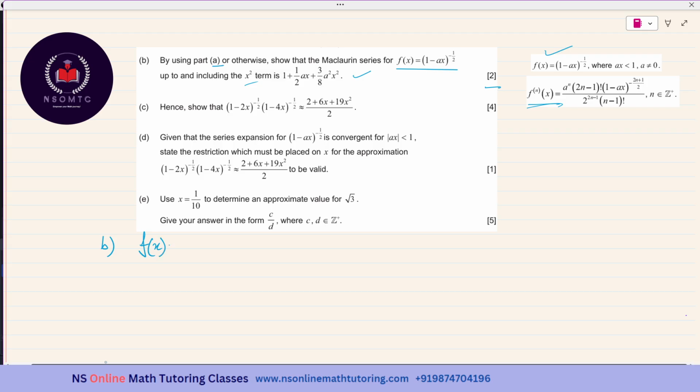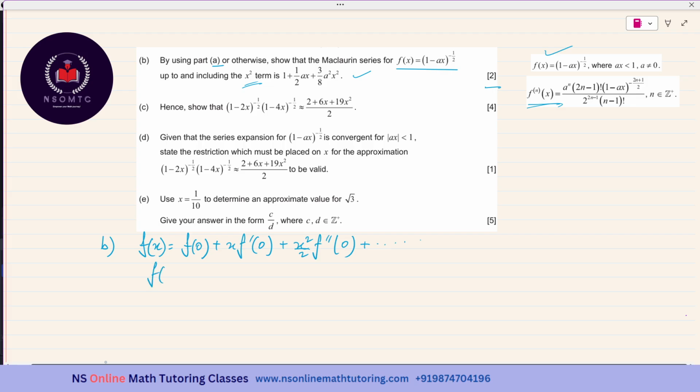It is f of x is equal to f0 plus x times f dash 0, that is the first derivative, plus x square over 2 f double dash 0. I am stopping after x square over 2 because they are asking for terms up to and including x square. So I will not be proceeding any further. And now I will be getting the f0, f dash 0 and f double dash 0 values first of all.